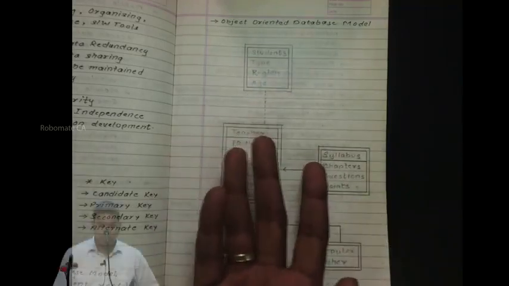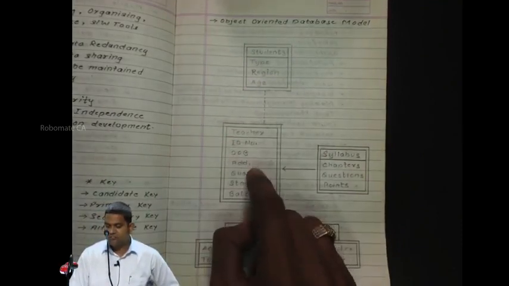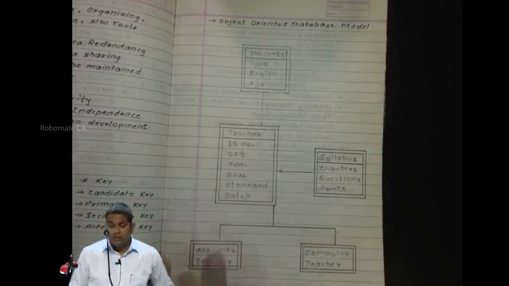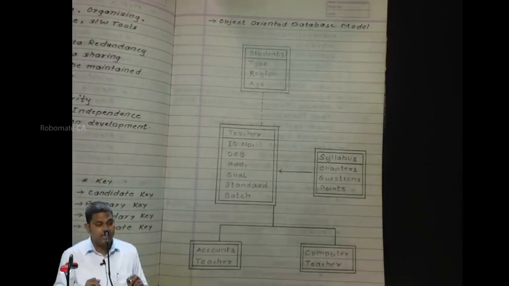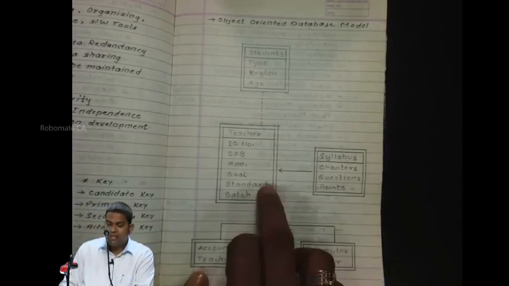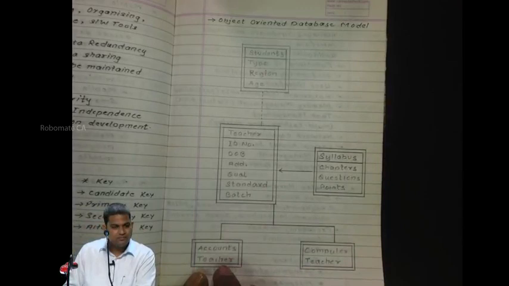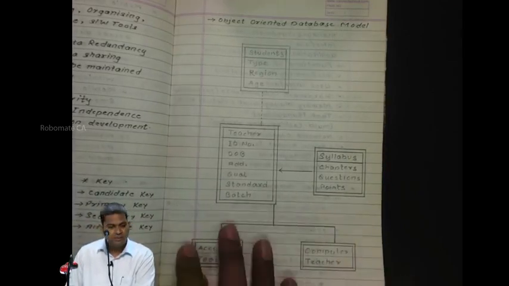Okay, and then there is an object called, say, teacher, we can say. Okay, having various attributes: ID number, date of birth, address, qualification. Right? Now there can be a class under a class, that is called a subclass. So these two are subclasses of the class teacher. Like accounts teacher is a type of teacher only, na? And computer teacher is a type of teacher.